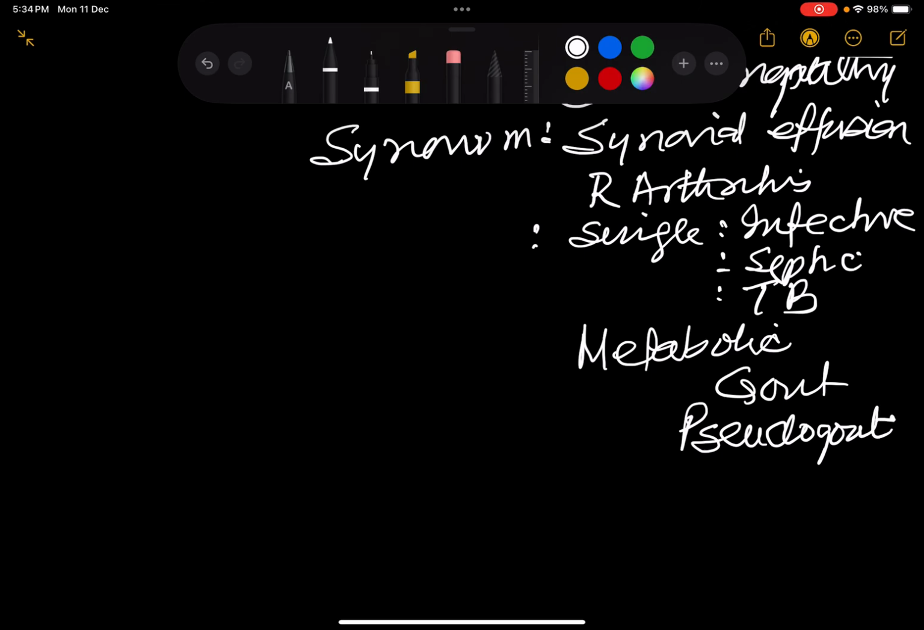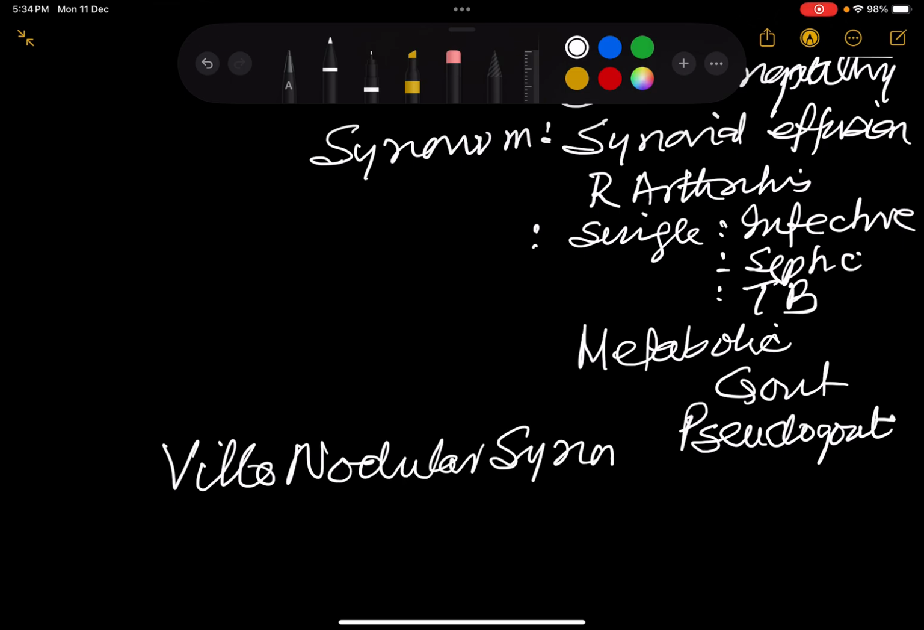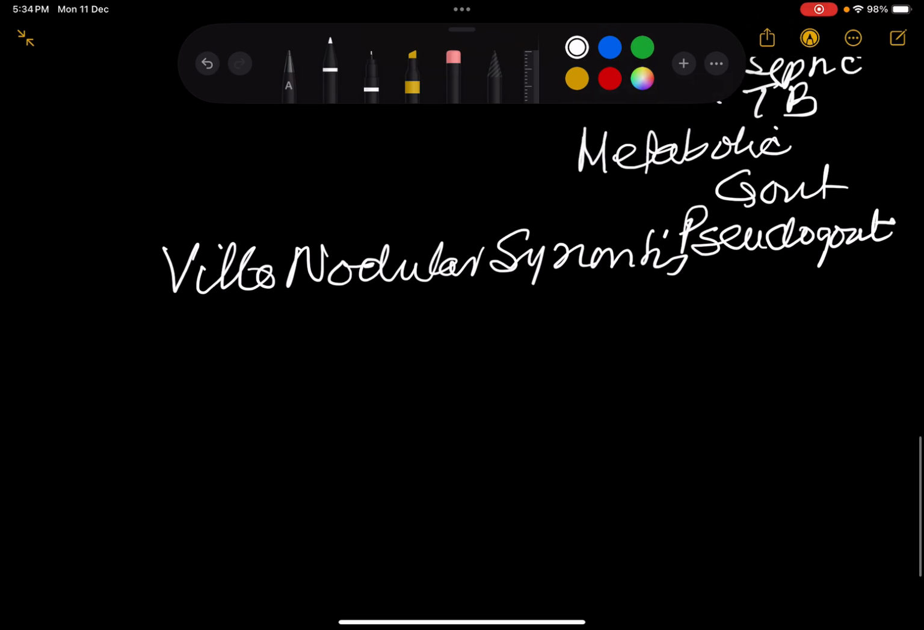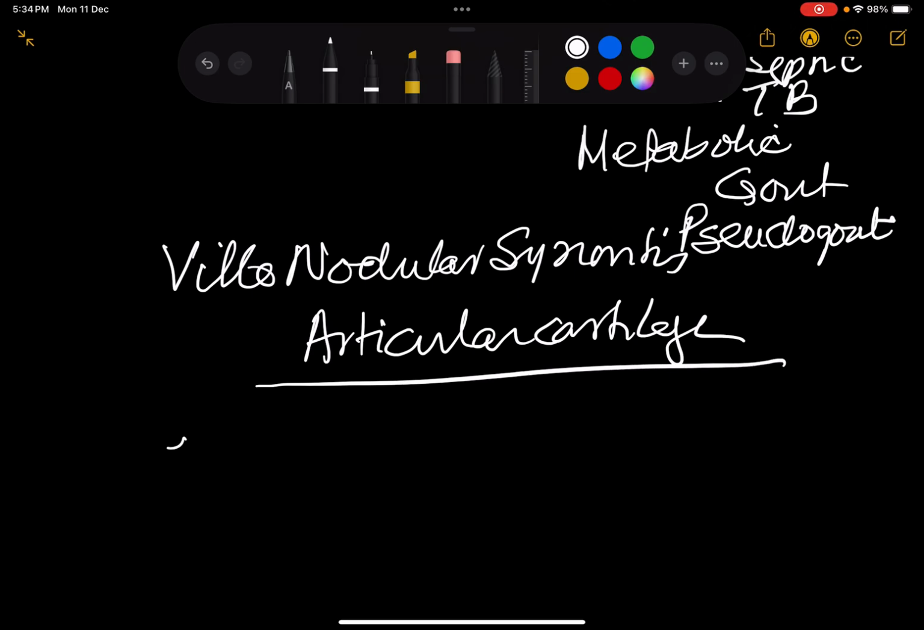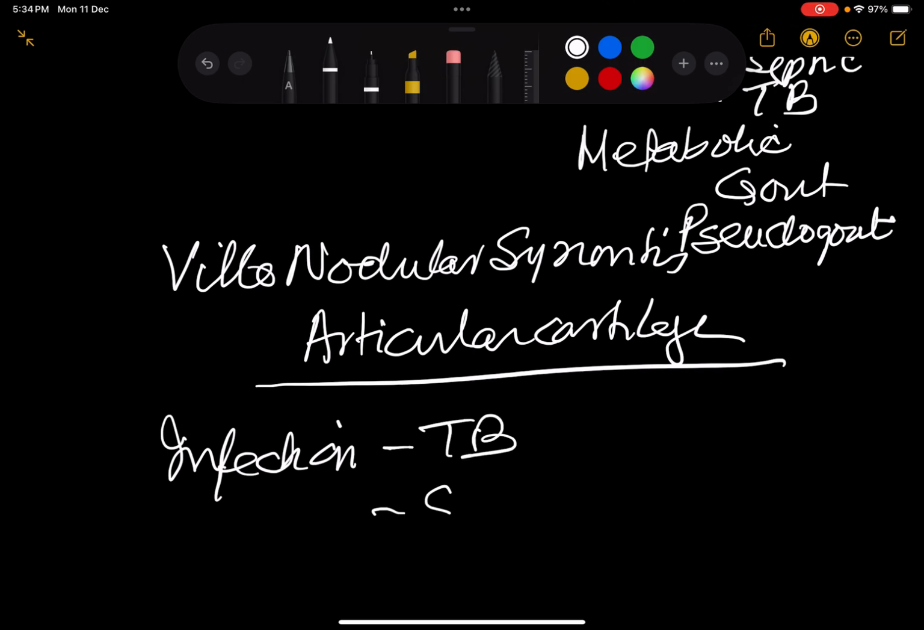Then there can be a synovial effusion, synovial thickening in a condition which is called villonodular synovitis. These are the various conditions of synovium that can cause pain. And the third type of involvement is articular cartilage. Articular cartilage can be involved in infection, which can be TB or septic.